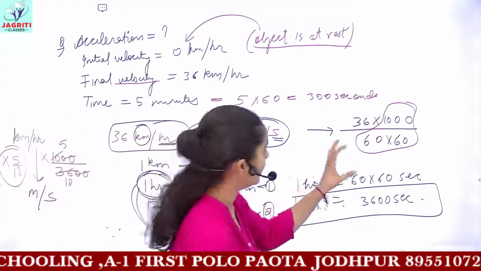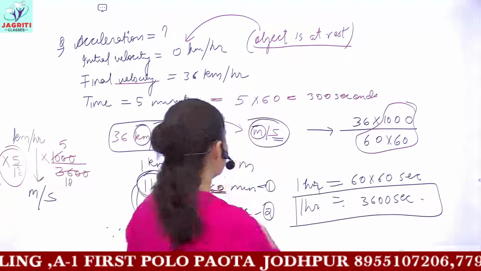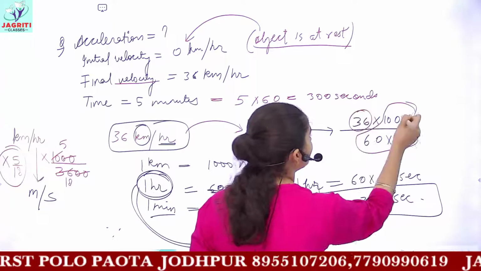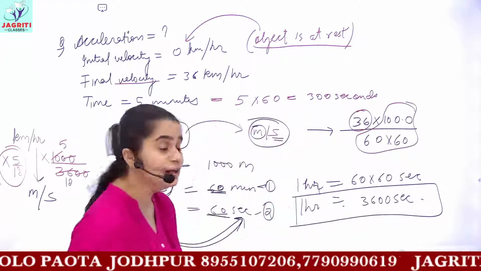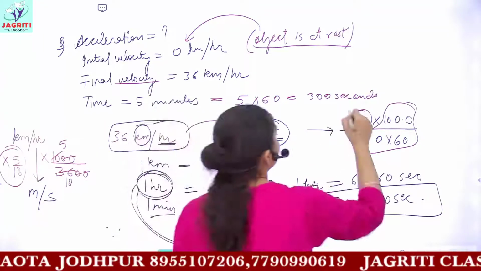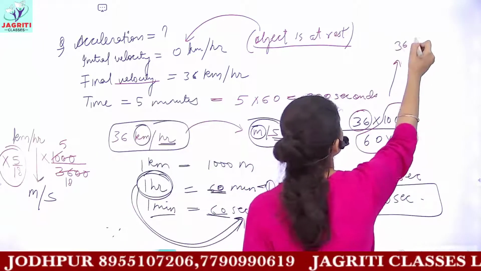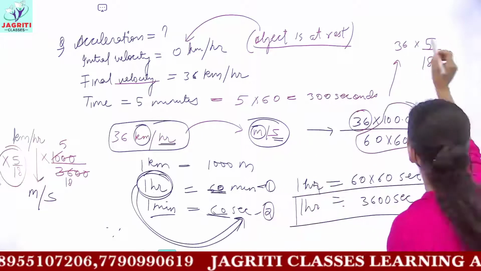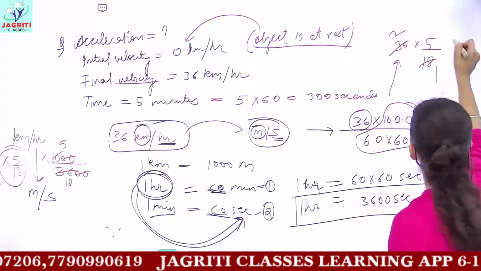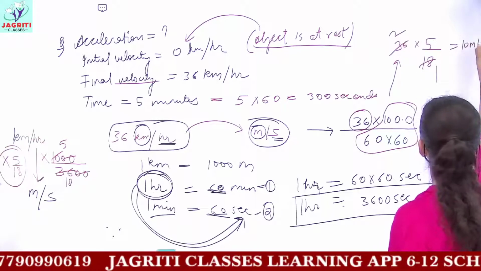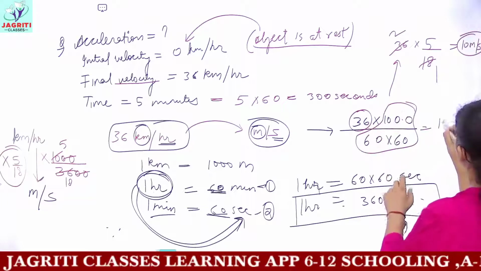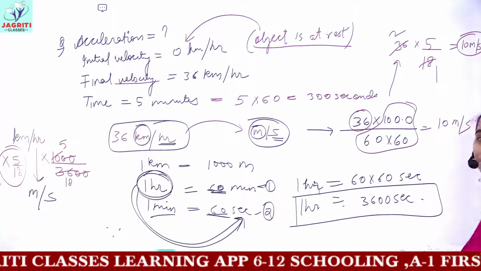Then again and again, no need to learn this conversion. No need to always multiply the given value with 1000 upon 3600. You can directly multiply the given value, that is 36, with 5 upon 18 simply. And in this given value, you know that 18 2s are 36, then you will get 10 meter per second as the answer. And if you solve this, then the answer would also be 10 meter per second.